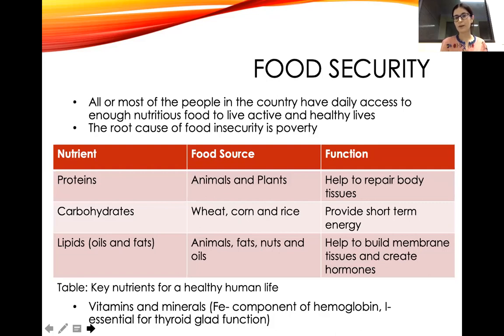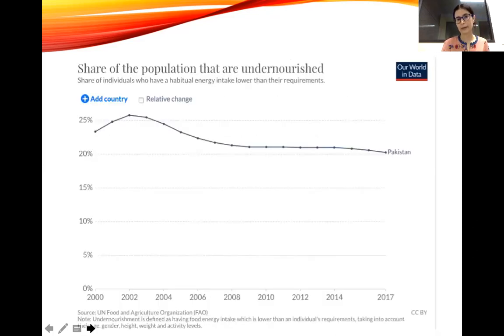Of course, the sources are food that we get from animals and plants. And these nutrients are important because they have a particular function in our body. So iron is important because it's a part of hemoglobin that transports oxygen in our body, which is important for a healthy functioning of our body. But sustainable agriculture, leading to food security, leading to reduction of poverty, they're all again interlinked with one another.